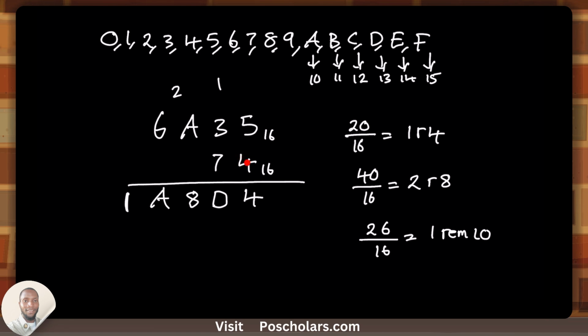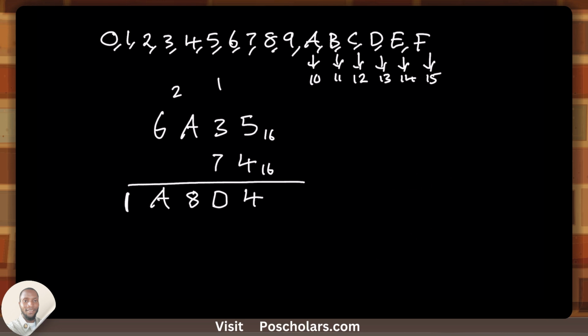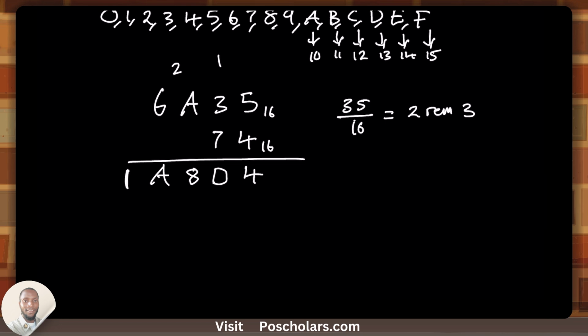Moving on to the second digit. Because we are done with that part, now for the second digit, which is 7: 7 times 5, you have 35. You can't write down 35, so you say, how many 16s can you find in 35, with 16 being the base? This gives 2 remainder 3, right? So you write down the remainder, which is 3, and you carry your 2.